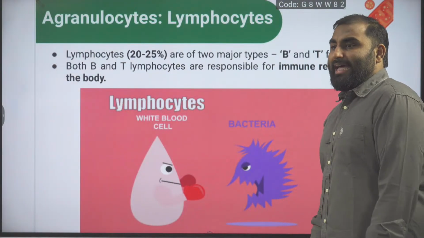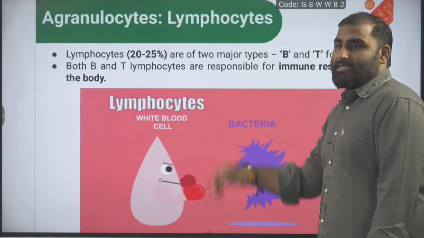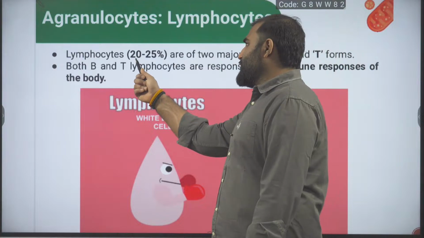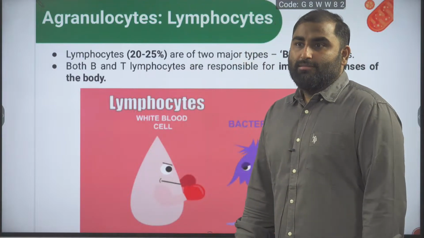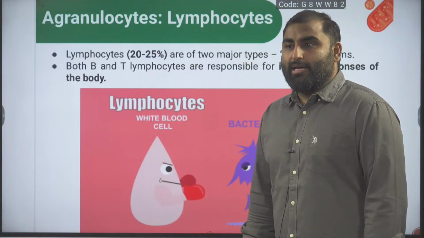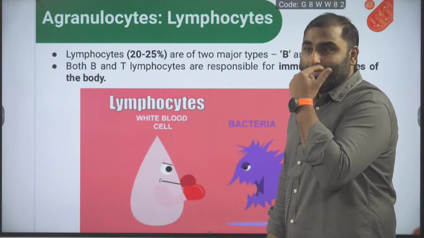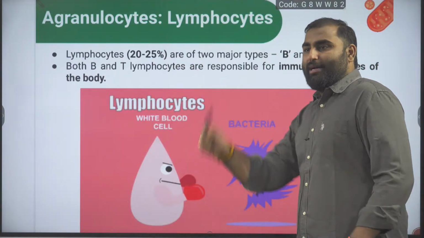Last agranulocyte is lymphocytes. Lymphocytes are how much percent? Lymphocytes are 20 to 25%. So can you tell me the percent very quickly after this? Let's see how much of you remember the percentage. Lymphocyte is 20 to 25%.